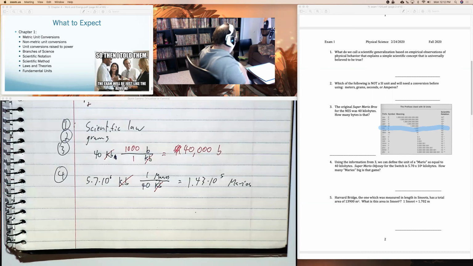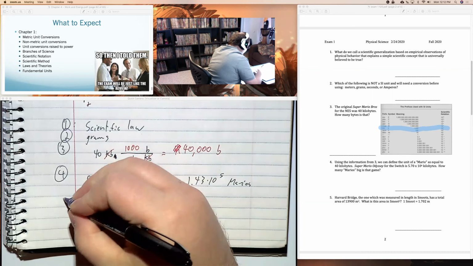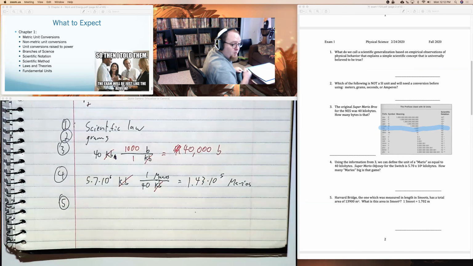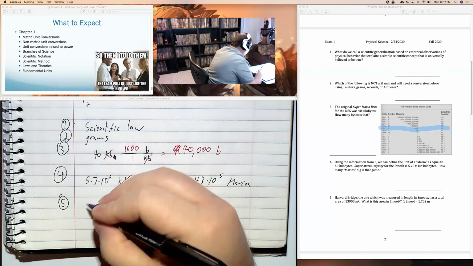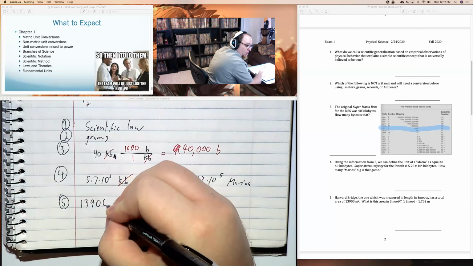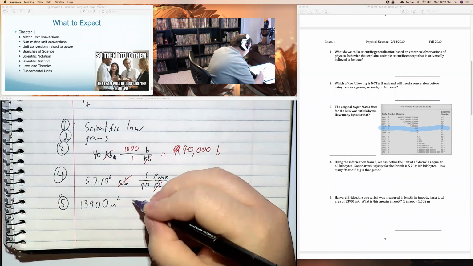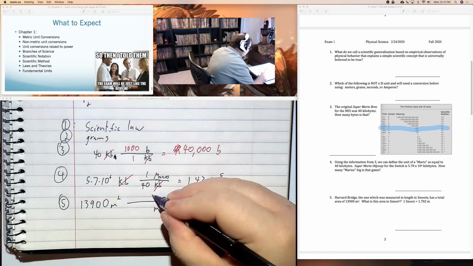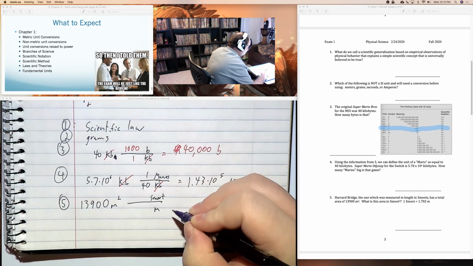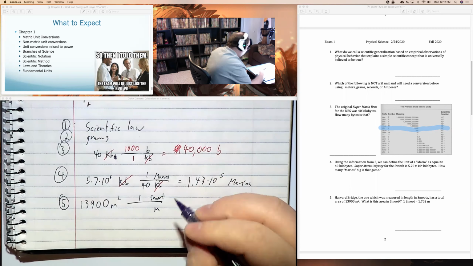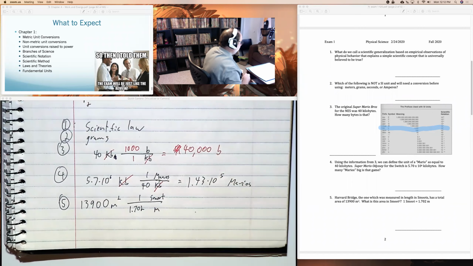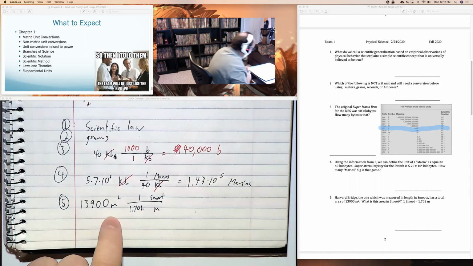Okay. The last one on this page was unit conversions raised to a power. These will almost definitely show up. It says Harvard Bridge, the one which was measured in smoots, has an area of 13900 meters squared. Convert this to smoot squared. Same logic: I want to cancel out the unit I want to get rid of to get a new unit. And I'll just say one smoot is 1.702 meters.